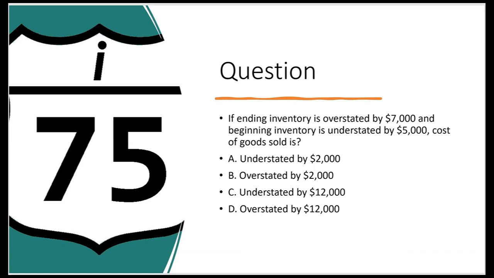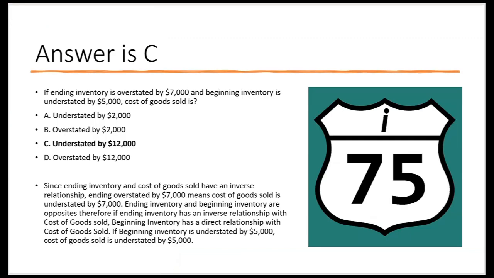This question is about the toughest one you could possibly get. If ending inventory is overstated by 7,000 and beginning inventory is understated by 5,000, cost of goods sold is what? And we got to do it one part at a time. They tell us ending inventory is overstated by 7,000. What does that do to cost of goods sold? Ending inventory and cost of goods sold have an inverse relationship. So that means cost of goods sold is so far understated by 7,000.